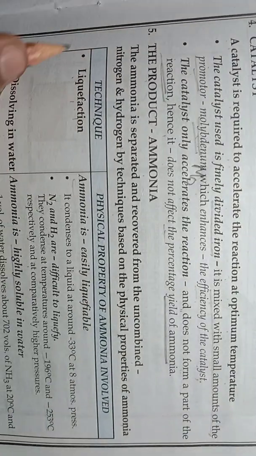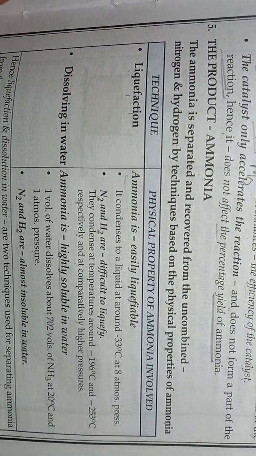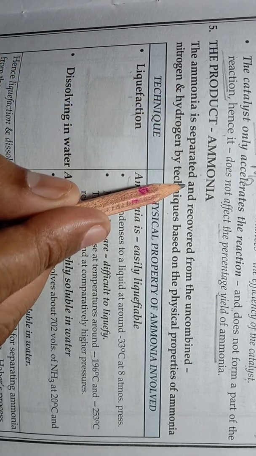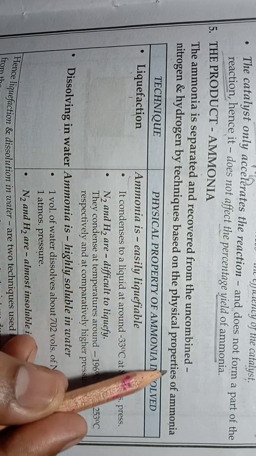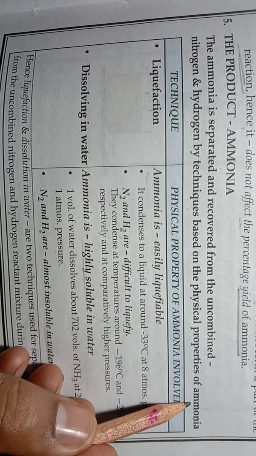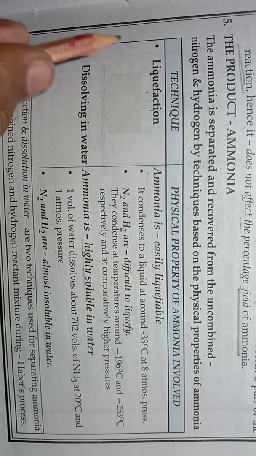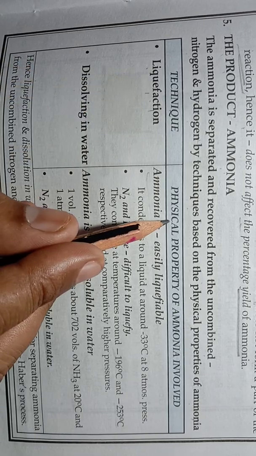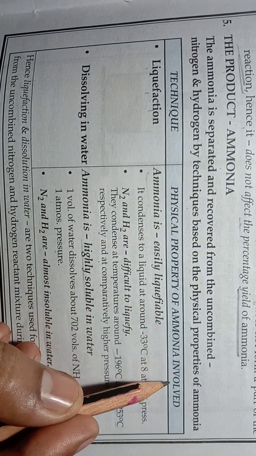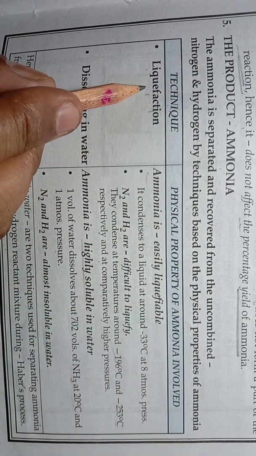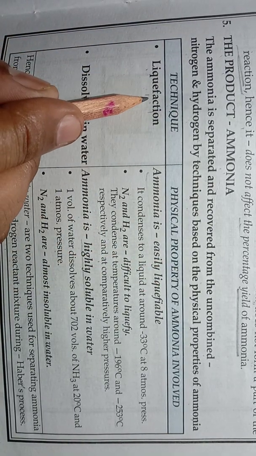Then the last heading is the product, ammonia. The ammonia is separated and recovered from the uncombined nitrogen and hydrogen by techniques based on the physical properties of ammonia. Now, which important physical properties is ammonia carrying? So first, this table is given: physical property of ammonia involved. We can separate ammonia from nitrogen and hydrogen by liquefaction.